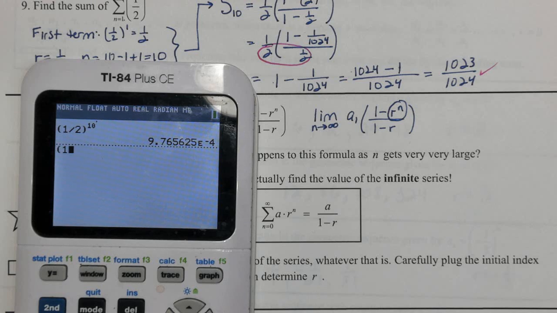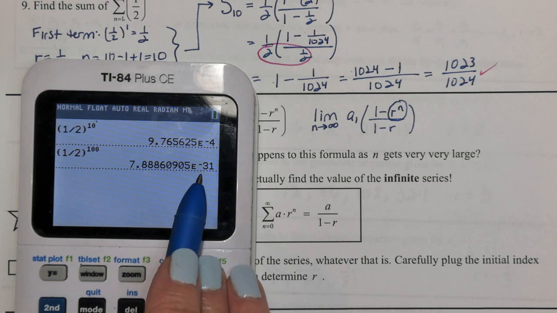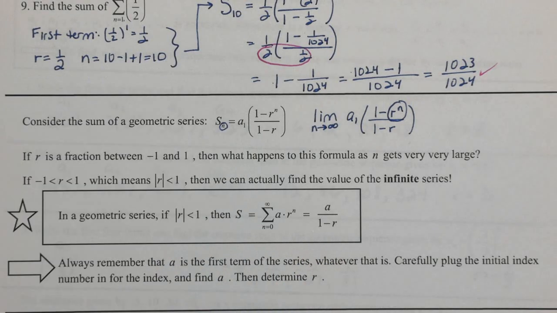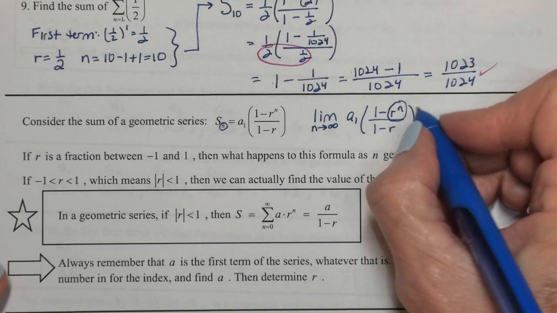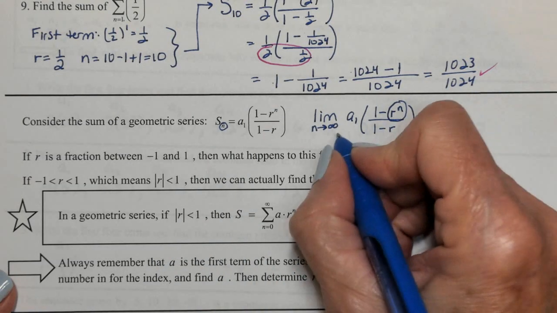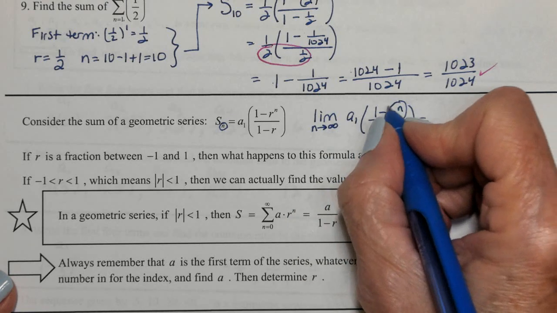If I take 1/2 and raise it to the 100th power, that is 7 with 31 zeros in front of it, or 30 zeros in front of it. It's a teeny tiny number. So this gets really, really small. It's negligible. As n goes to infinity, that becomes negligible.